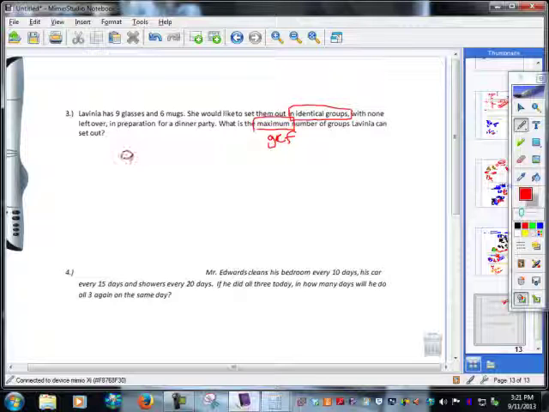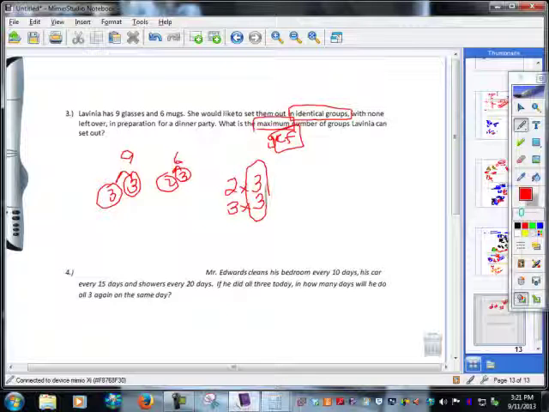So we've got to do the prime factorization for 9 and 6. 2 times 3 and 3 times 3. Remember, we're doing GCF, so we only look for common factors. So I see a common 3. That's all they have in common, so that is the greatest common factor.